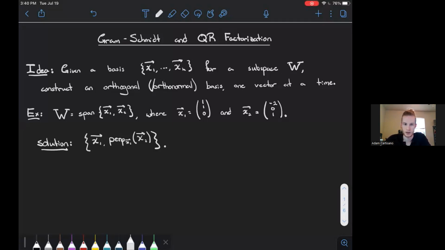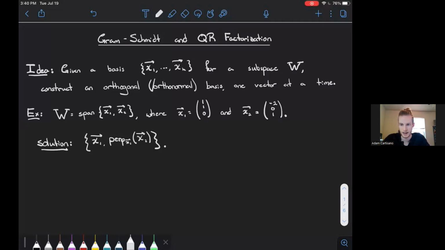Today we'll be finishing up chapter 5, so section 5.3, and we'll be talking about the Gram-Schmidt process and QR factorization. We'll talk about what both of those things are in a moment, but first we have to address an elephant in the room for chapter 5.